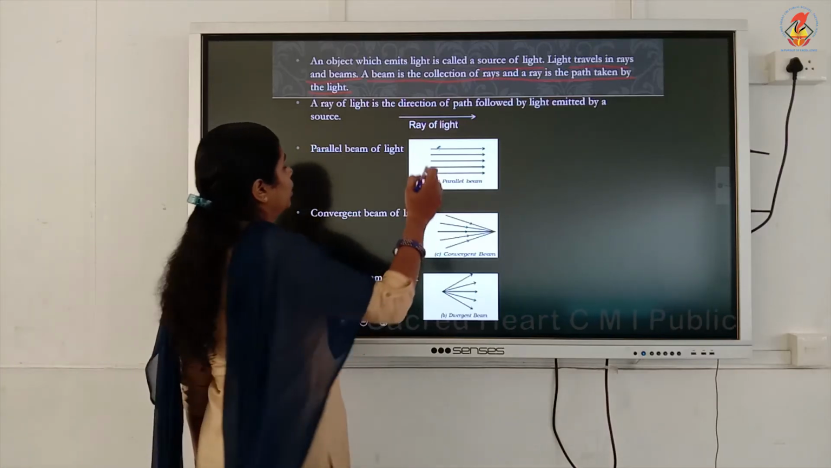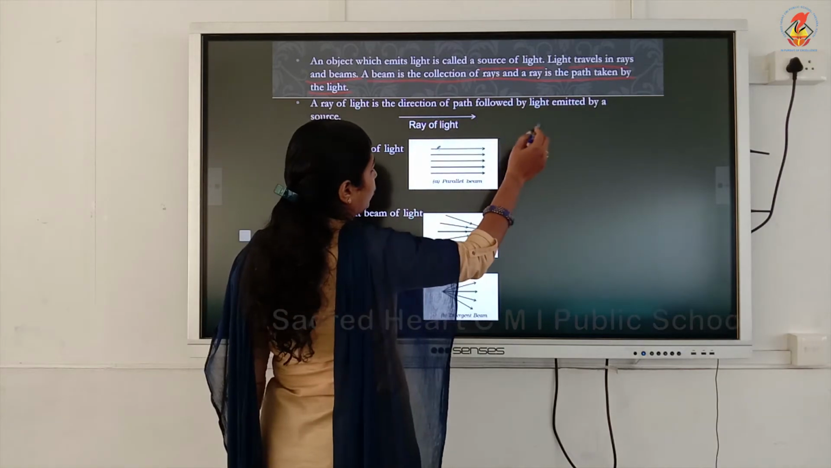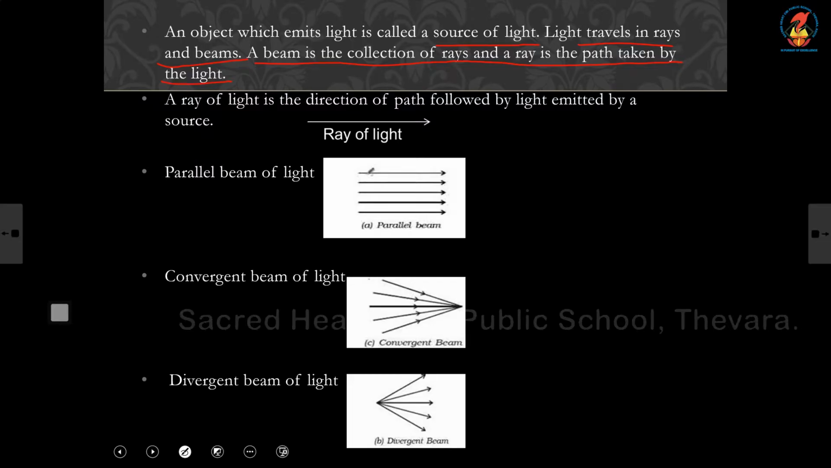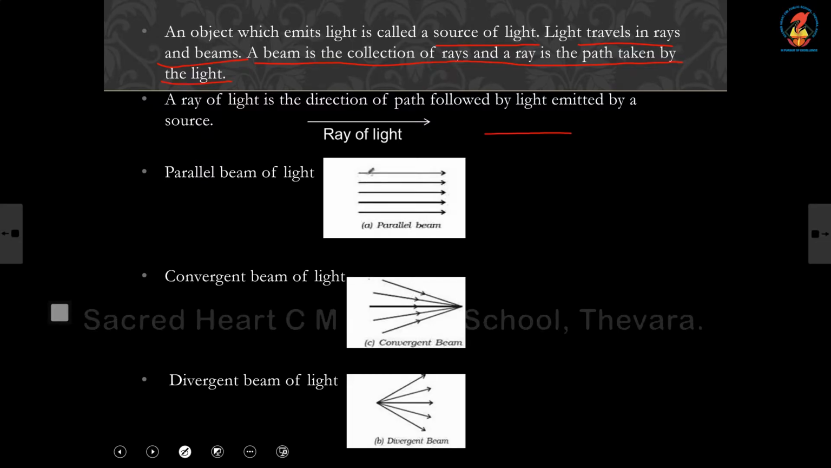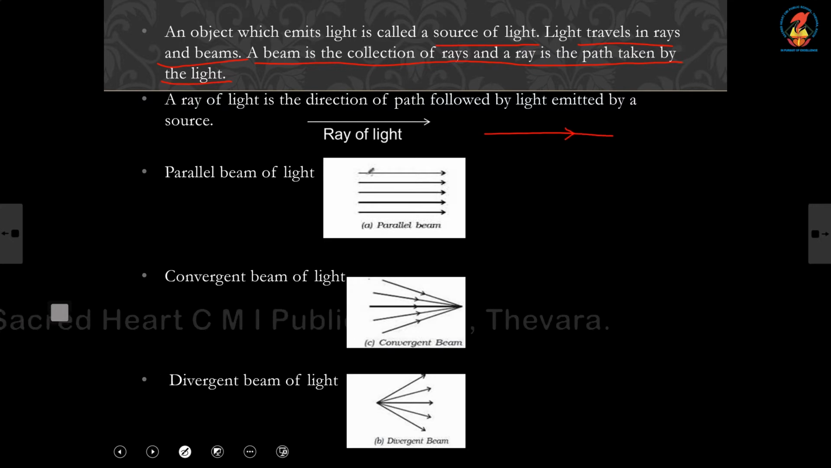So, a ray of light is the direction of the path followed by the light emitted by a source. A ray of light is represented by this. So, in this direction the light ray is travelling. Here, next, parallel beam of light rays.